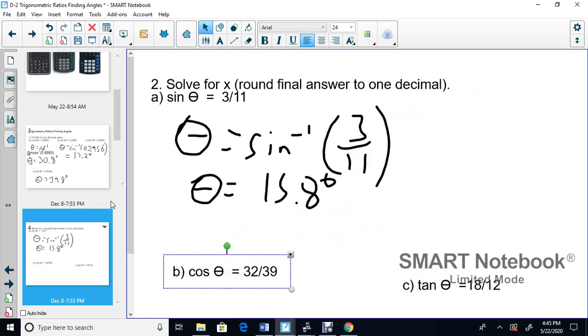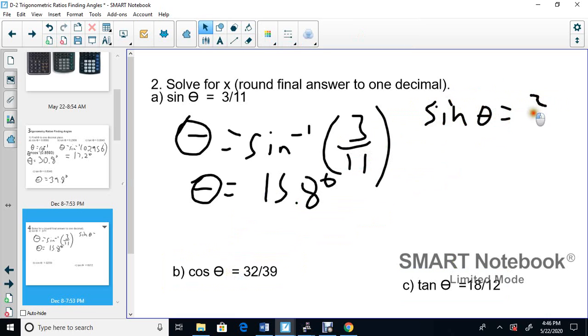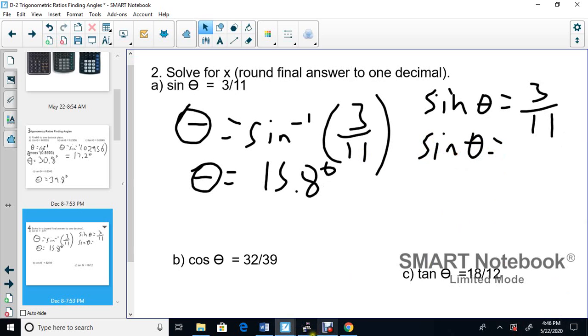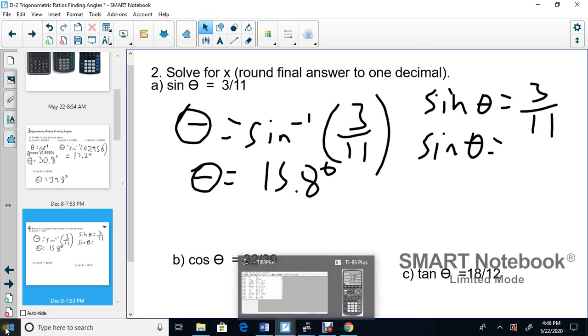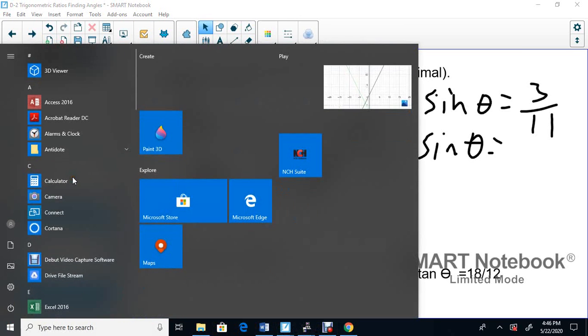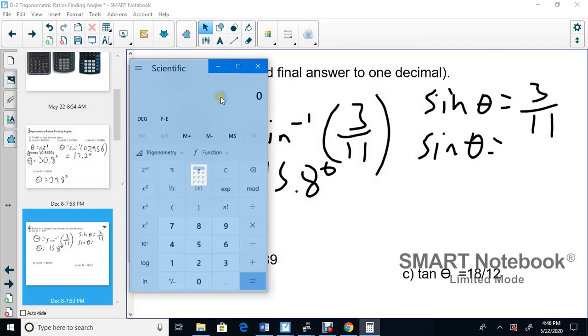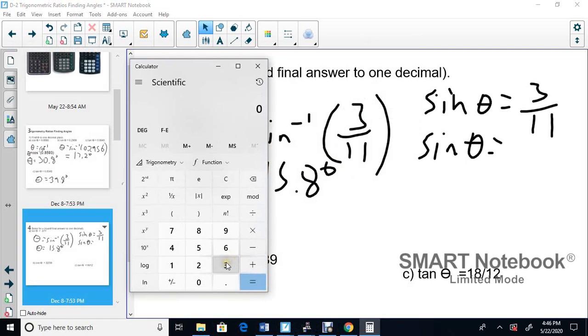So same question, sine of theta is 3 over 11. What some people like to do is they like to figure out what 3 over 11 is first. So they'll go sine of theta, and they go 3 divided by 11 on the calculator, which is perfectly fine. So I'll use the other calculator this time. I'll just get it here. Here we go. So they go 3 divided by 11 first, and that actually works okay on these types of calculators.